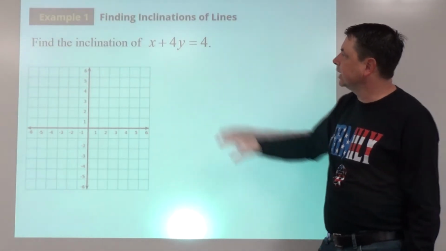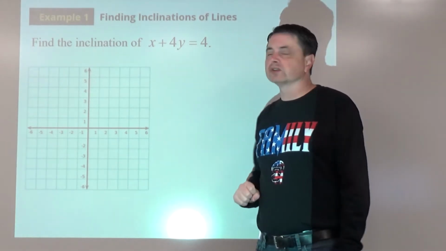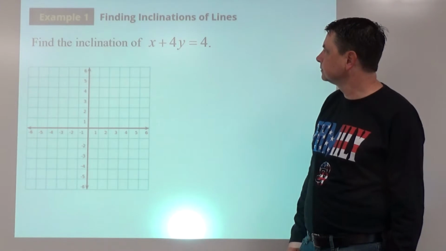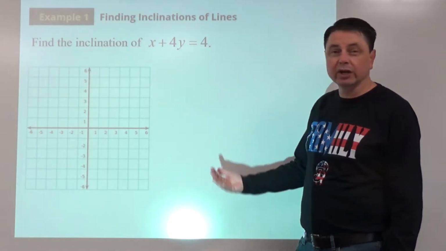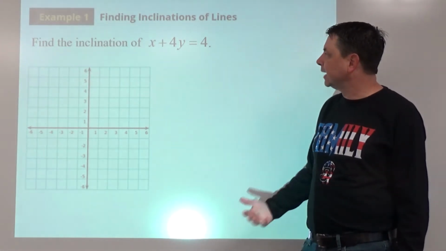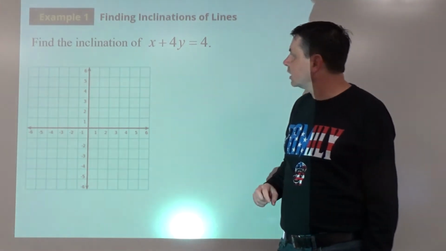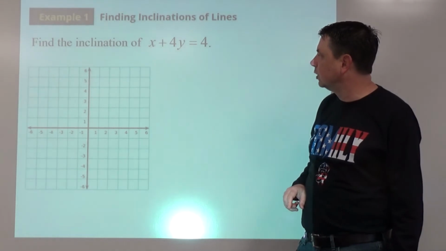So find the inclination of the line x plus 4y equals 4. Well, let's take a look at graphing it first. If we were going to graph it, we could find it by intercepts. So set y equal to 0. The x-intercept is (4, 0). The y-intercept is (0, 1).